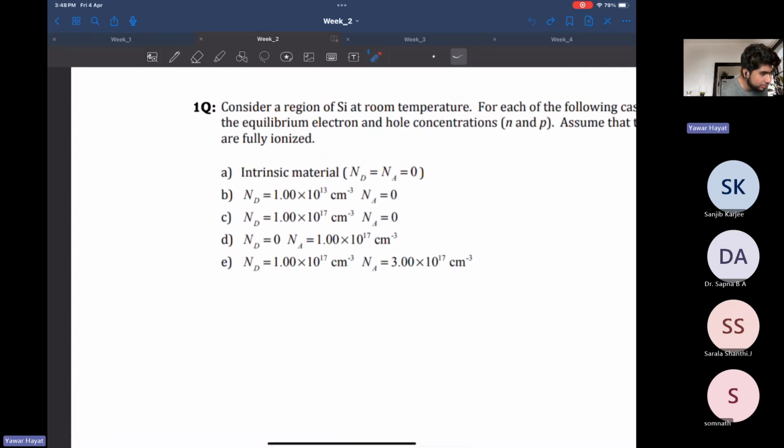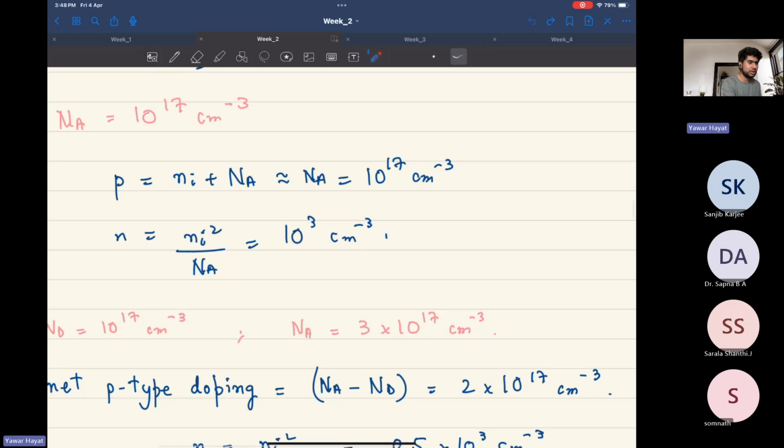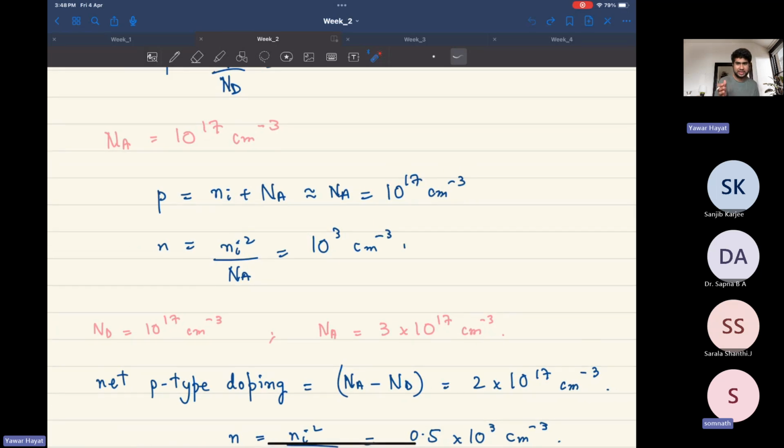I'll take this problem now, okay? Problem D first. In problem D, it was P type, right? It's P type since we are only using acceptor ions.